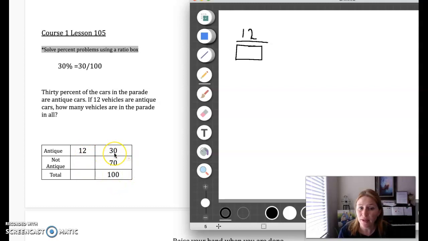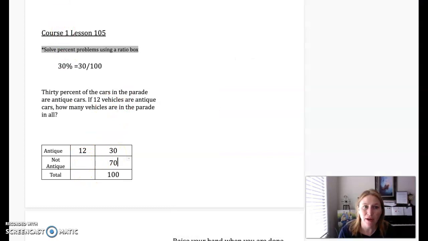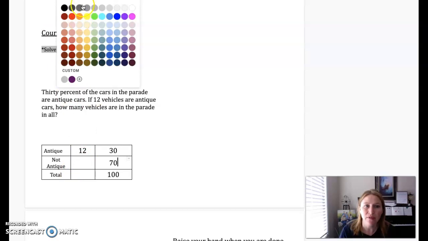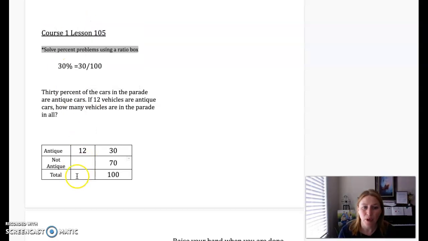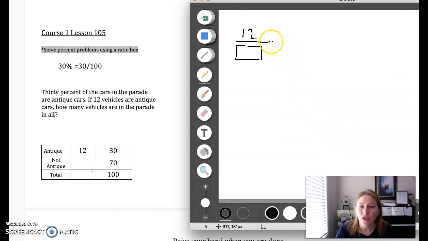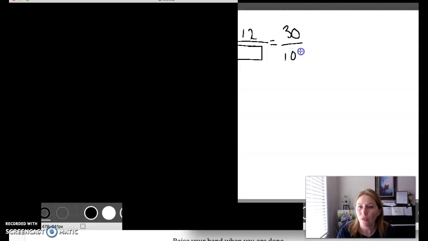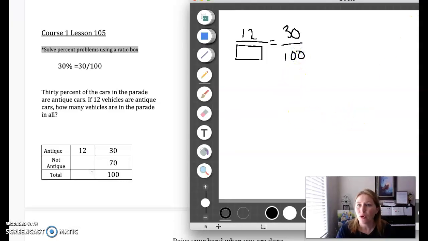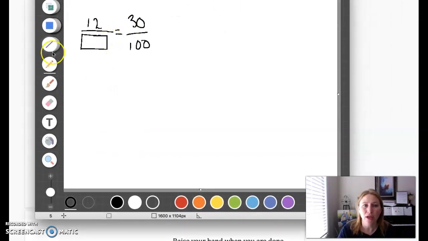So if I want to compare this to this, and since this is the piece they asked me to find, this was the one they said how many total cars were there if 30% of them were going to be antique, right? So this is what they told me right here. This is what we're finding out. So I'm going to choose to set my ratio up equal to 30. So that was the percent. So again, antique over total and total. Okay. So when we have that, we can cross multiply.